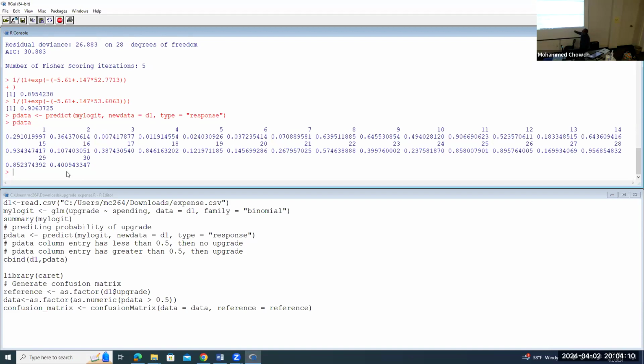See, this probability lies between 0 and 1. From this probability that lies between 0 and 1, I am going to create a 0 and 1 matrix based on whether this probability is less than 0.5 or greater than 0.5. And then I will match these predictive 0 and 1 with the original 0 and 1 in order to see correct classification and misclassification. That is what is known as the confusion matrix.